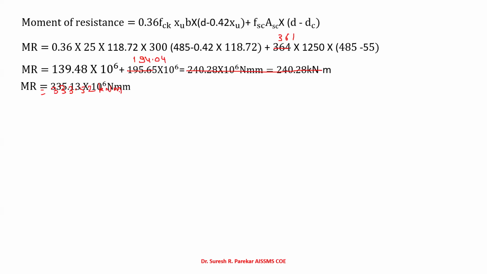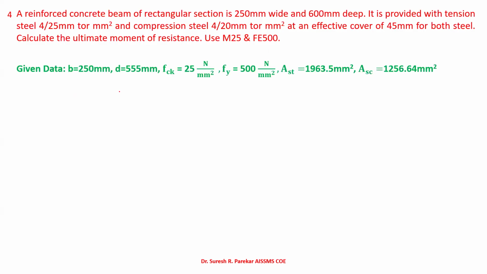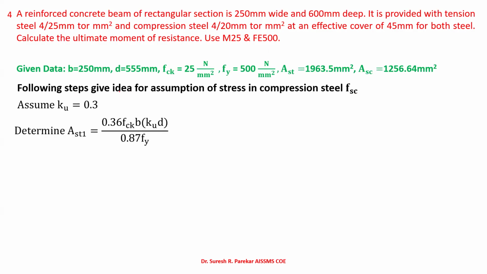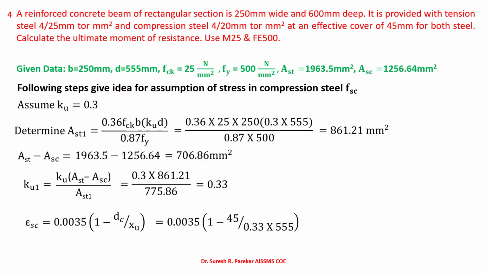So likewise, we have to go this problem that is of FY 500. We are in the same fashion now. So I will just go through it. So assumed FSC by using KU. So same steps we have to follow. So in this we will get value of KU1 0.33. Then epsilon SC we will have this value 0.00322. So I have considered this value 420.